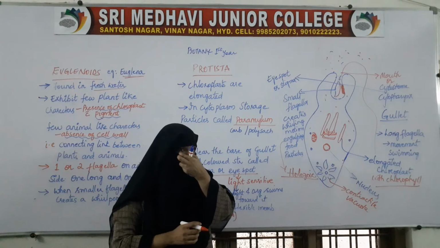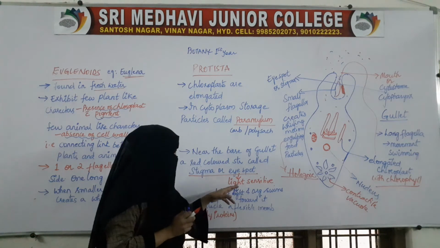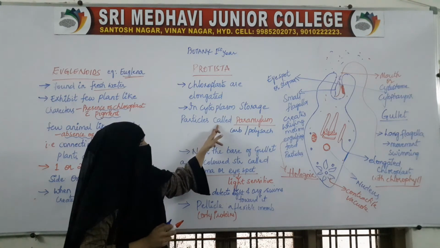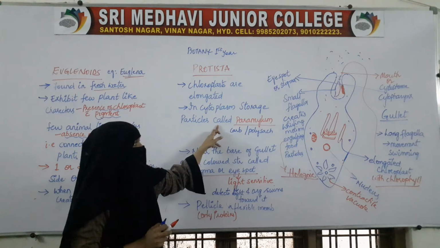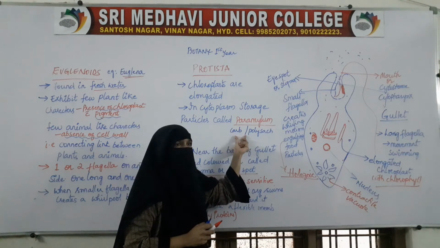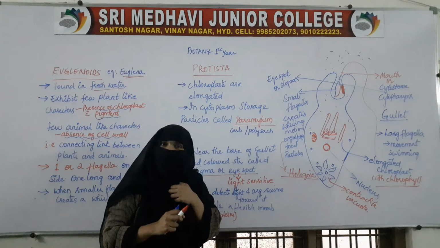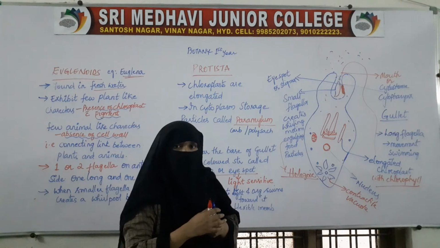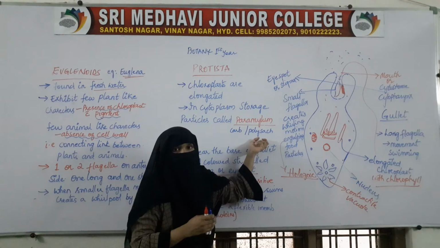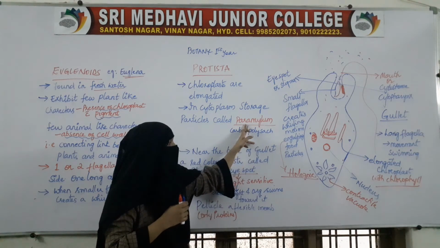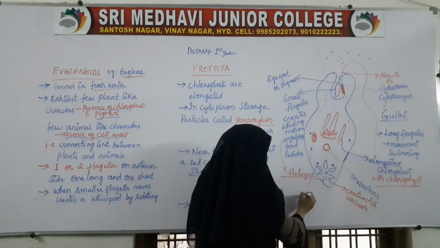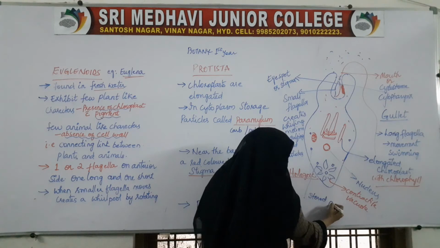It has stored reserve food materials. Here in the cytoplasm, the storage particles or reserve food materials present are called paramylum. It is nothing but a combination of carbohydrates and polysaccharides. It is different from starch and glycogen. It is a different type, but it is made up of carbohydrates and polysaccharides, and those reserved or stored particles are called paramylum. These blue ones are the stored particles.